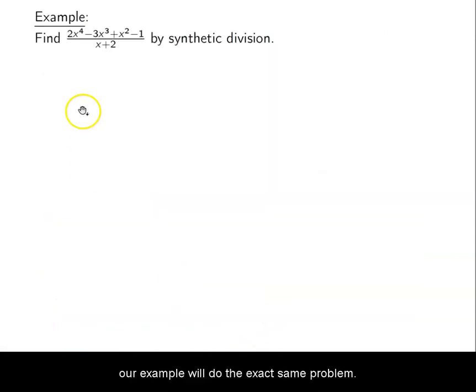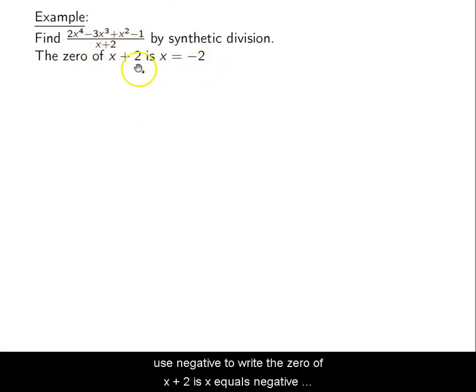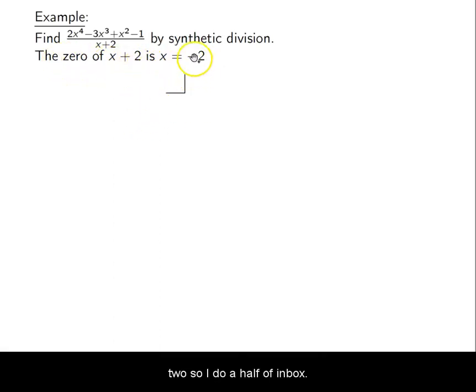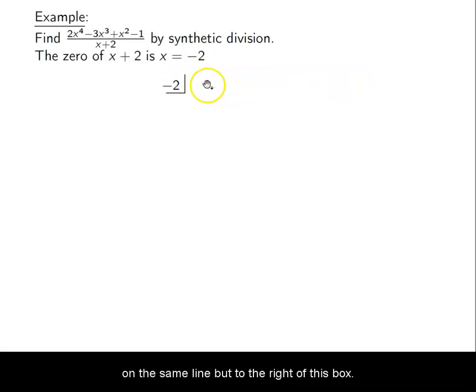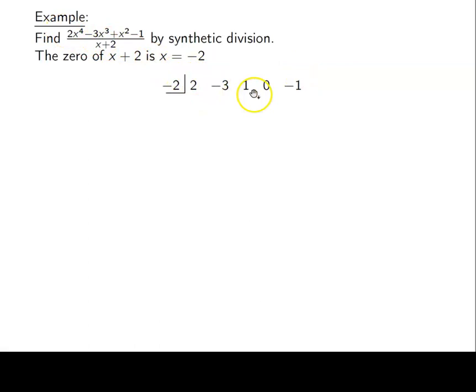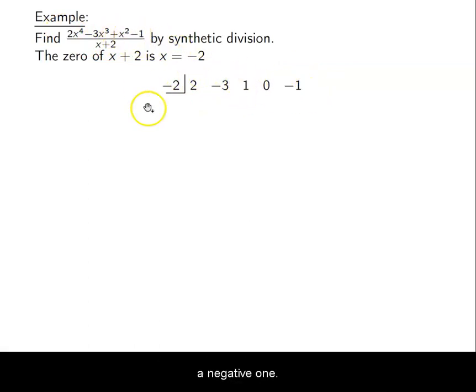So let's do our example. We'll do the exact same problem. The 0 of my denominator is what I'm using. I'm going to use -2. The 0 of x plus 2 is x equals -2. So I do a half open box, and I put -2 in that box. This is in the corner. I'm going to write the coefficients of my polynomial on the same line, but to the right of this box. So 2, the next one is -3, the next one is just a 1. I have a 0 placeholder and a -1.